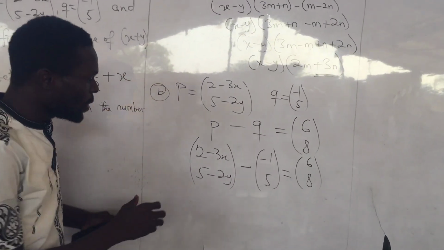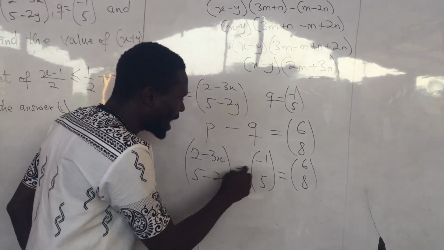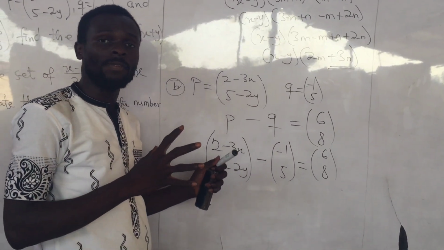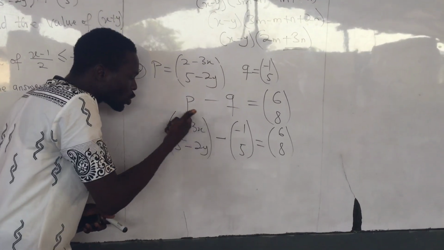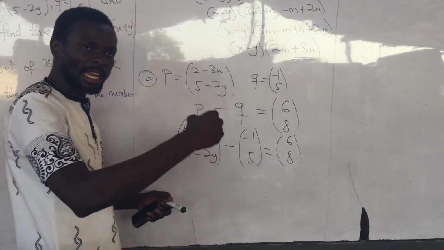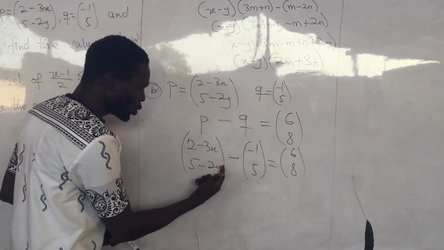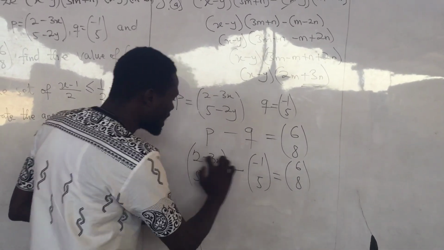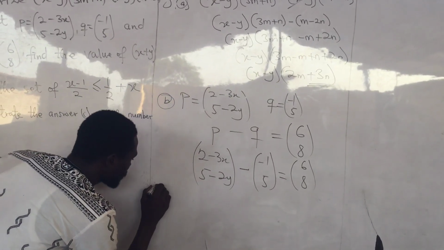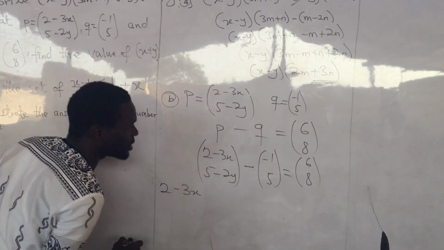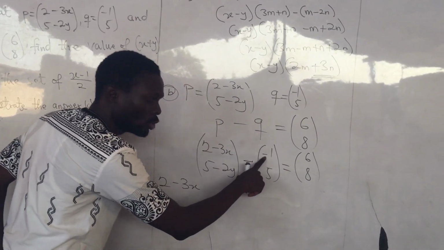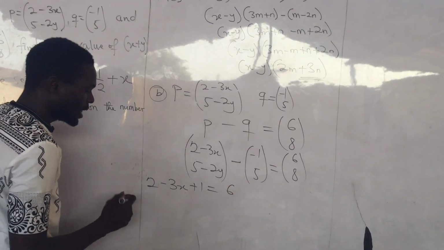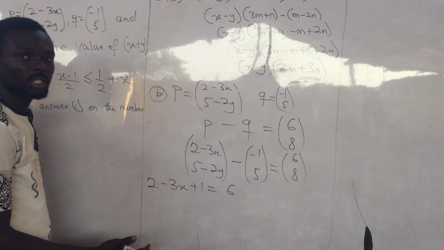Now what do we do? We are going to pick this component minus this component and equate it to this component. When we're doing vectors, we were told that the first component is the x component and the second component is the y component. So this minus this, equate it to this one. So let's take the first one. We have 2 minus 3x, then negative gives you positive. So plus 1 is equal to 6. Then you solve to get your x.